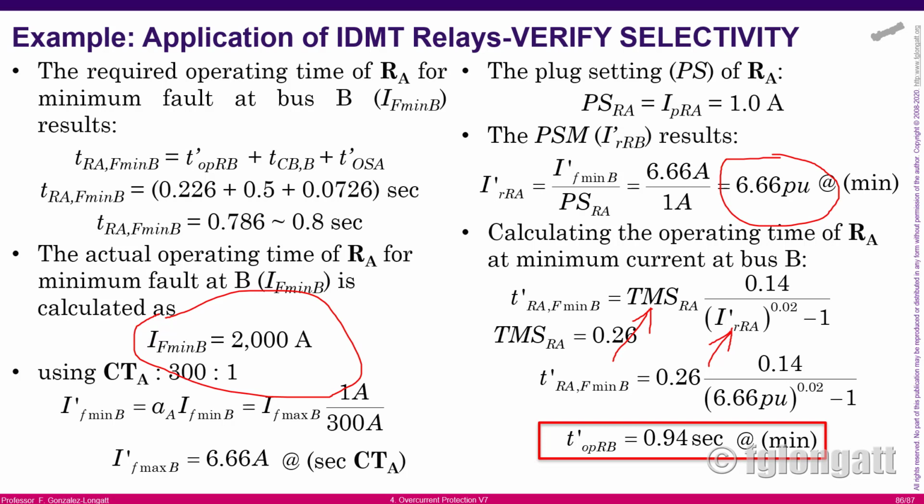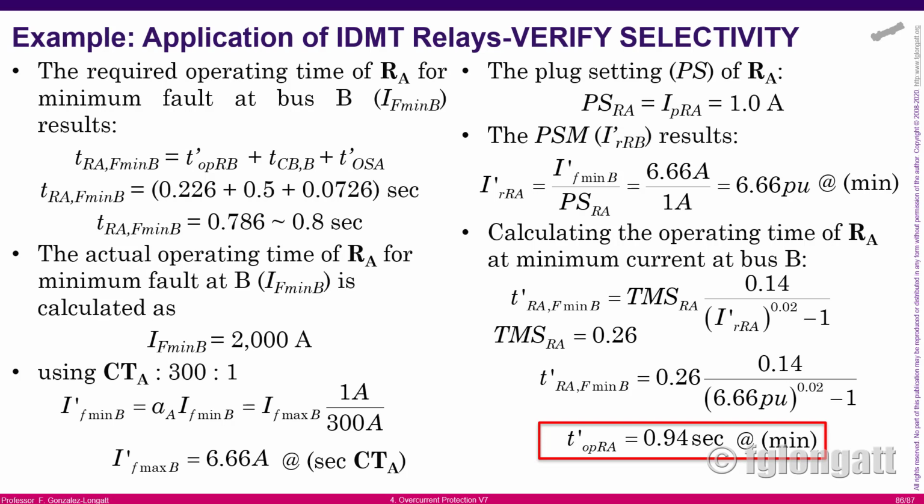In this case, the idea of calculating the operating time of the relay at the minimum short circuit fault is to assess the selectivity between the relays when we have high short circuit level, maximum short circuit level, and low short circuit levels.